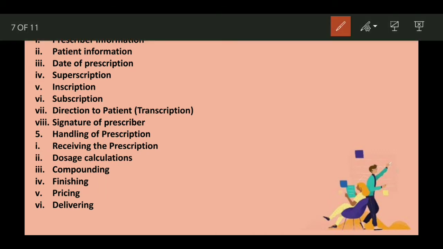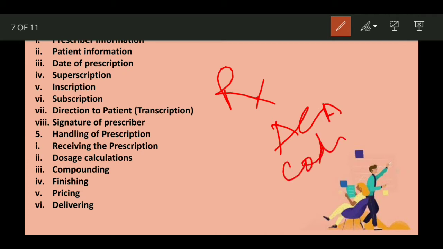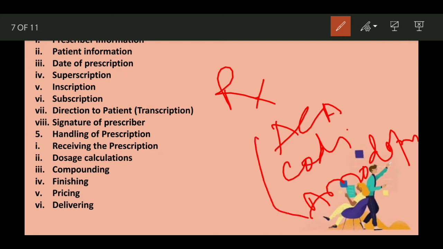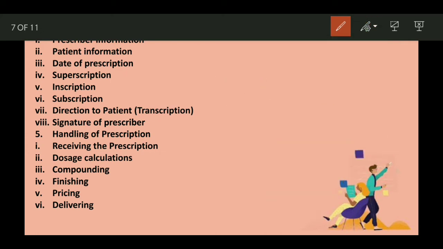Incompatibility means, for example, if the prescription contains RX acetyl salicylic acid, then codeine, then amidopyrine. So acetyl salicylic acid interferes with the narcotic action of the codeine. So this combination is questionable. The pharmacist has to check the incompatibility between the different dose forms.